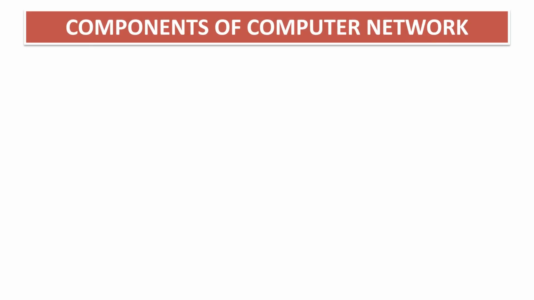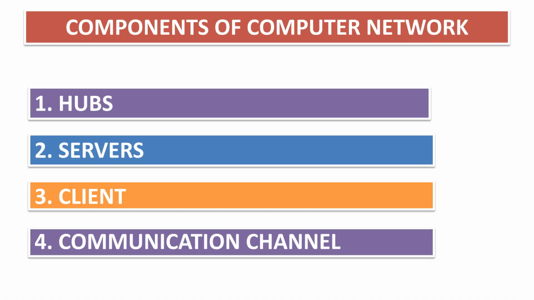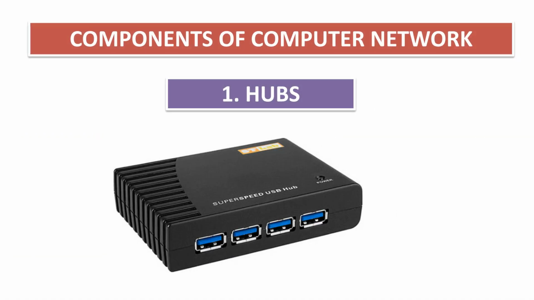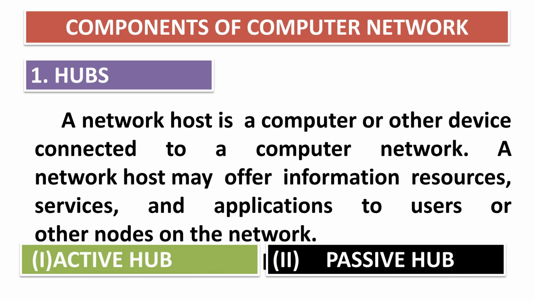The core components of a computer network include hubs, servers, clients, and the communication channels that link them together. First, we look at hubs. Hubs are essential hardware devices used to connect multiple devices in a network segment. A network host is a device connected to the network that offers resources or services. Hubs generally fall into two categories: active and passive.